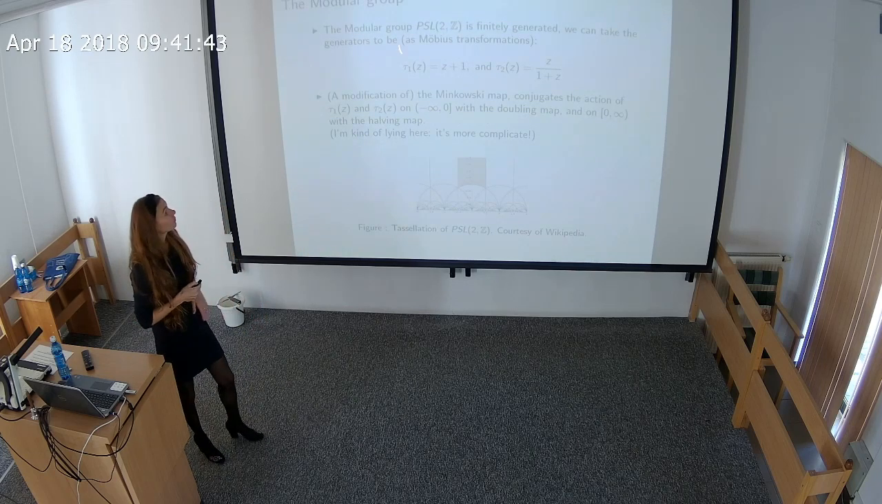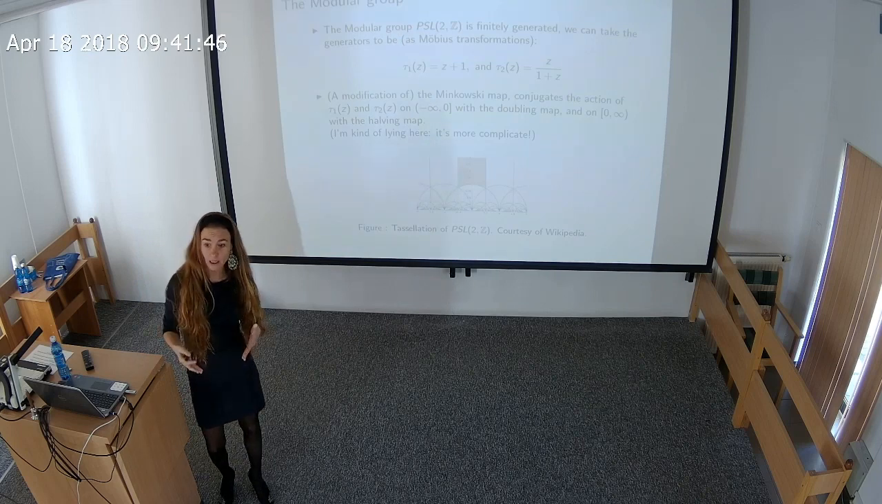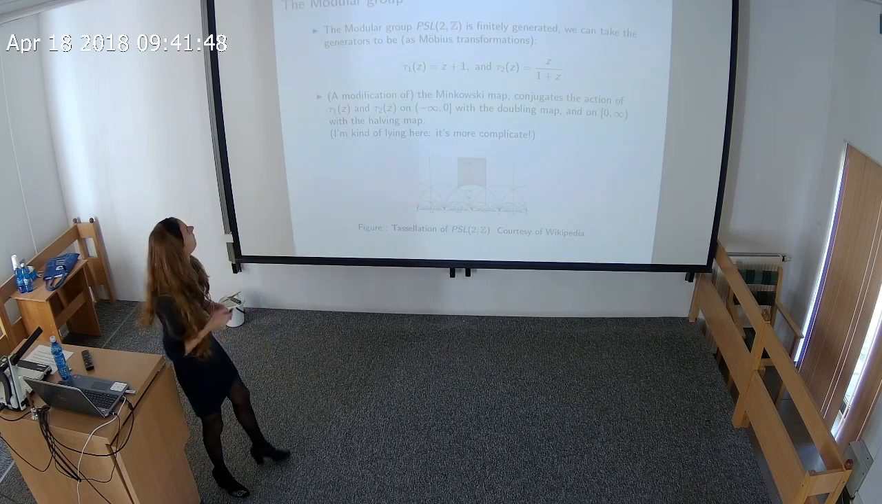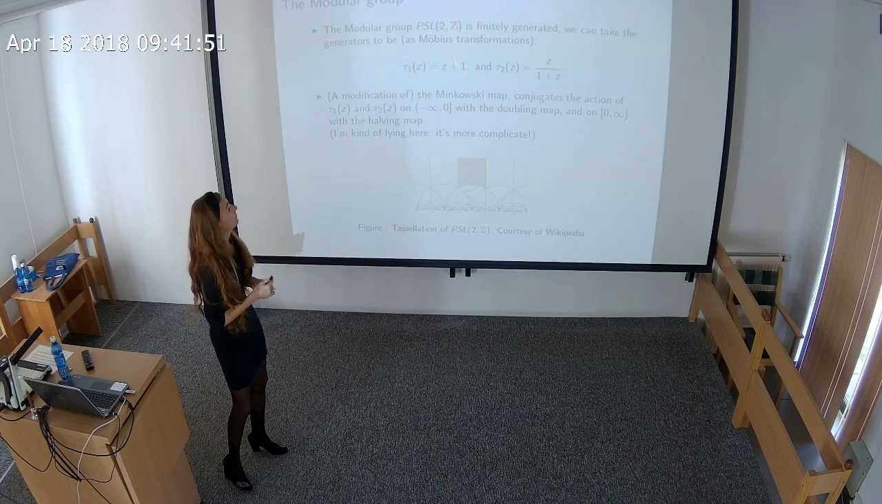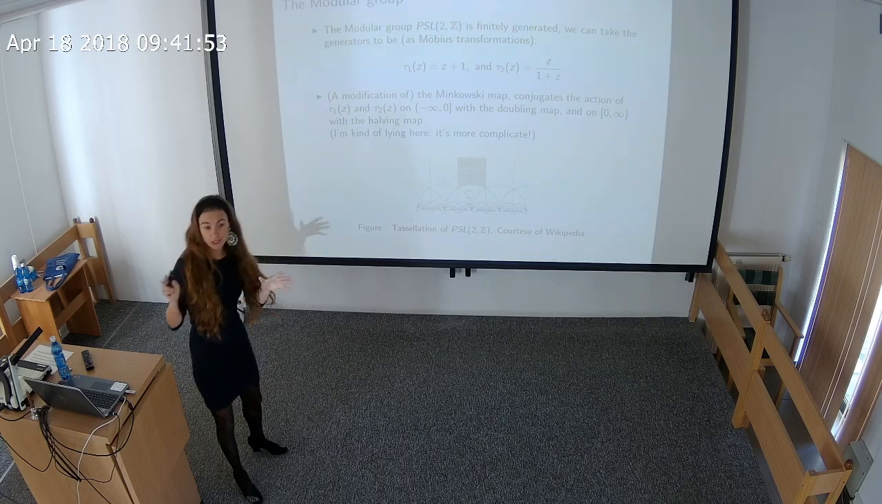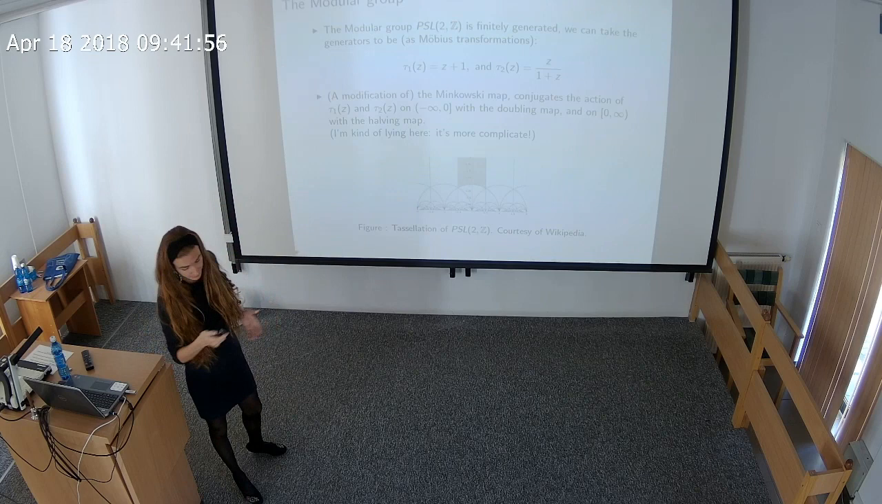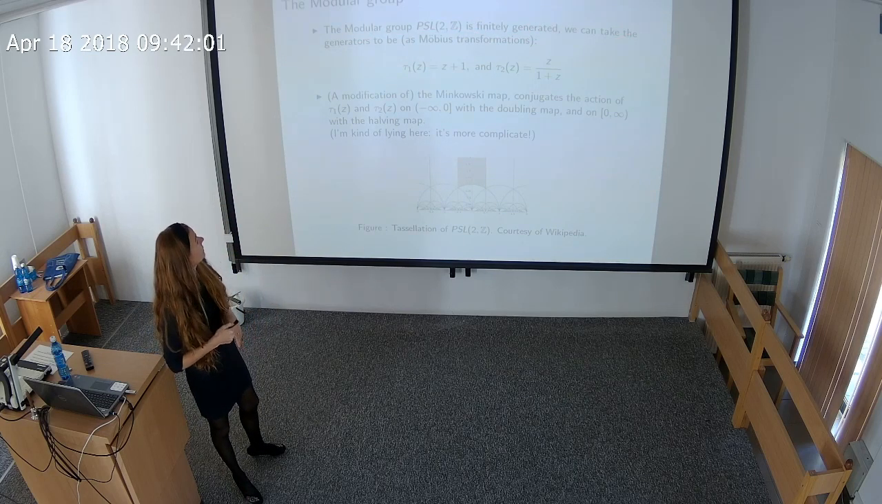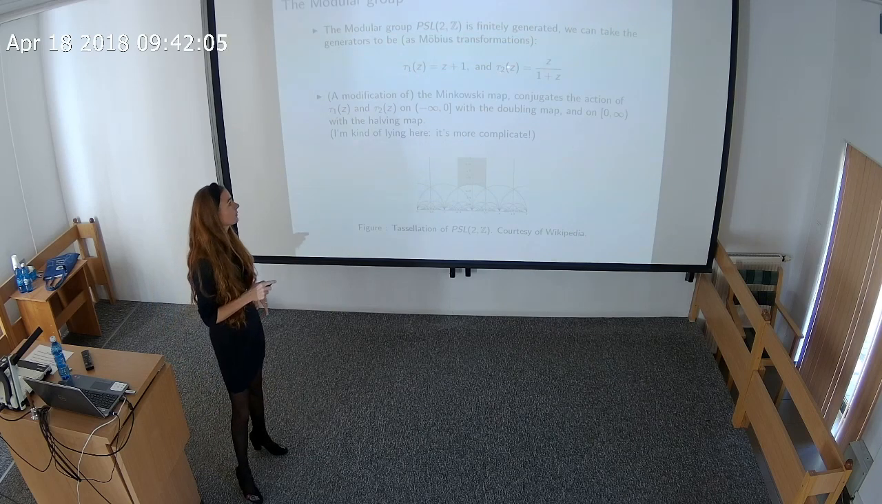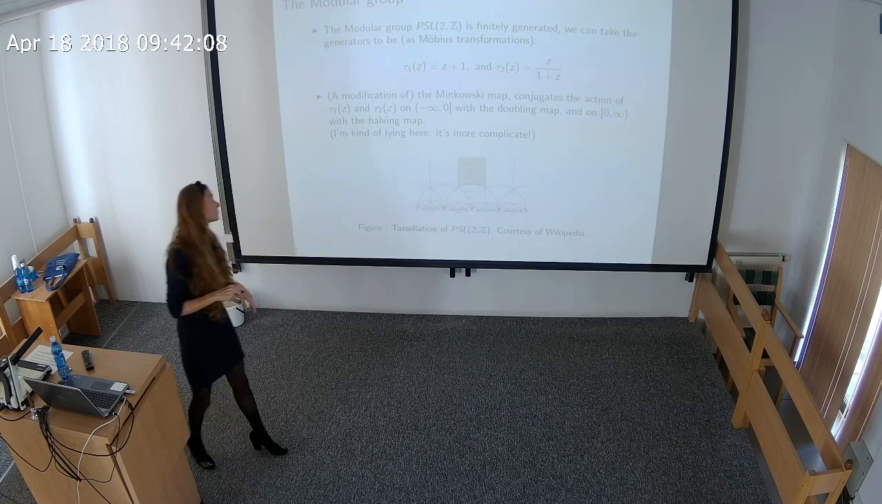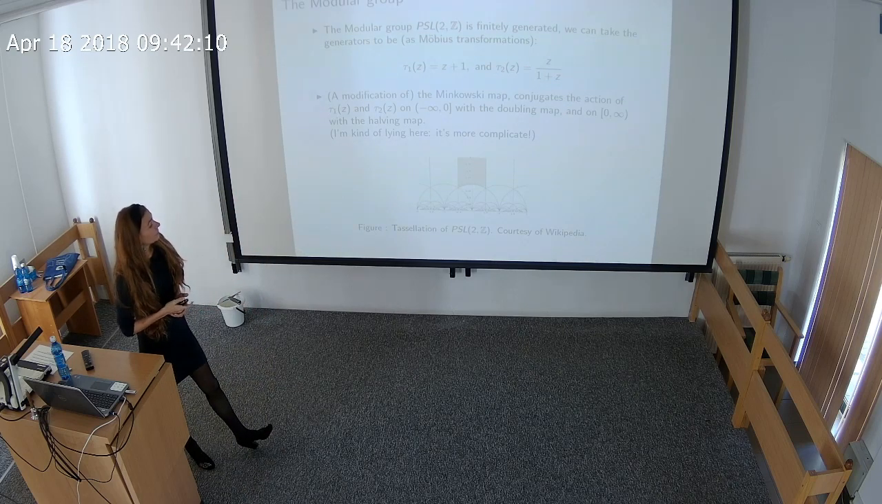The modular group is a particular example of a Kleinian group. It's PSL2Z, so the entries in your matrix are integers. It's finitely generated, and we can take the generators to be tau 1 of zeta equals zeta plus 1, and tau 2 of zeta equals zeta over zeta plus 1. And here you can see the tessellation of the modular group on the upper half plane. This is stolen from Wikipedia.